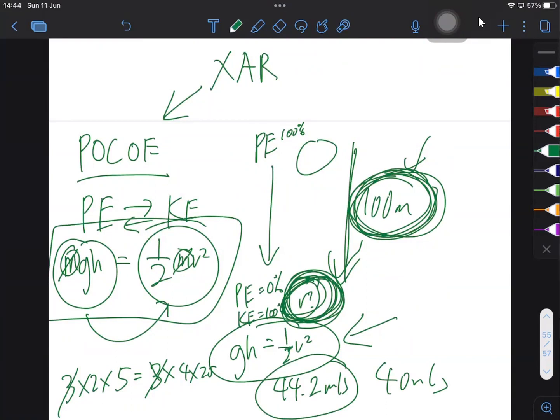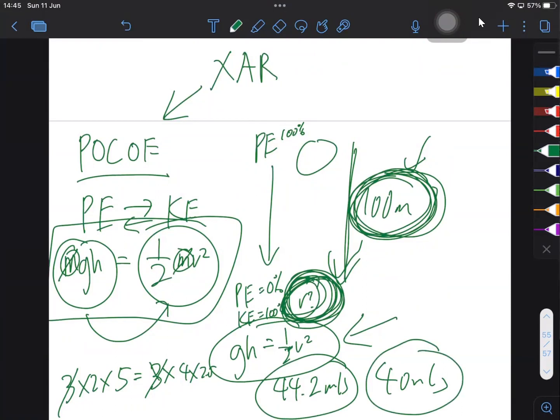Yes, very good. The most common answer that you can give for tomorrow: energy is lost to the surroundings as heat and sound. I repeat, the question will be something like, in reality, we know for a fact that the speed won't be that fast. Maybe it's only 40 meters per second. Why? Explain in terms of the energy.